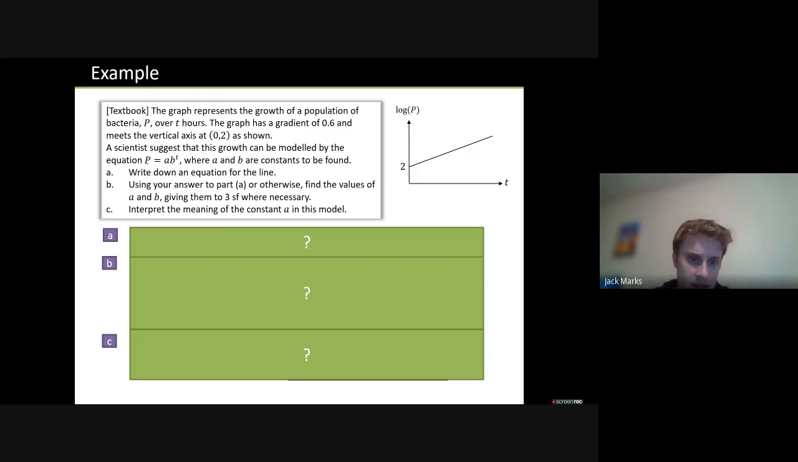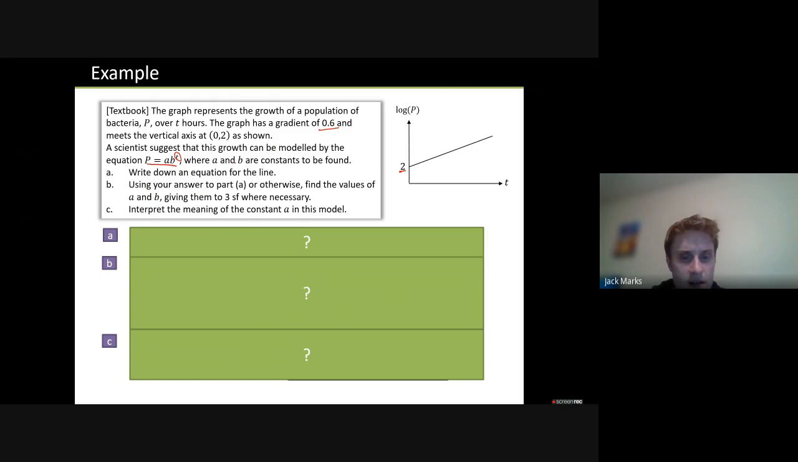Look, it's in there, isn't it? So step one, is it polynomial or is it exponential? Well, as we might expect for population, it's exponential because T is in the power. A and B will just be constants. Some stuff is drawn for us already or talked about. So the gradient is 0.6 and the intercept there is 2.